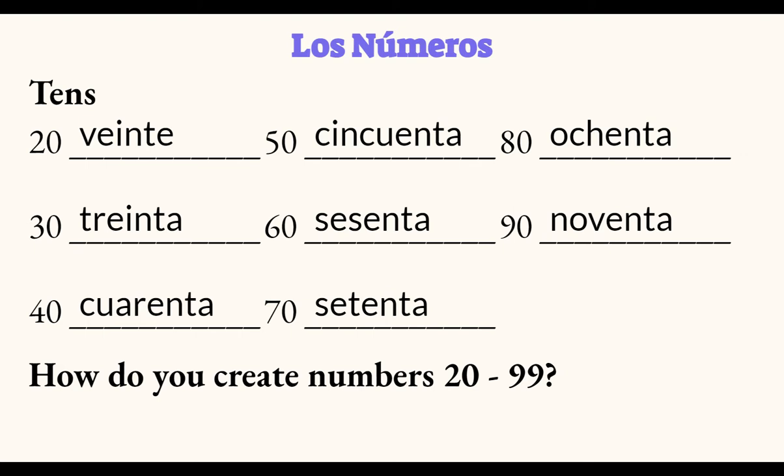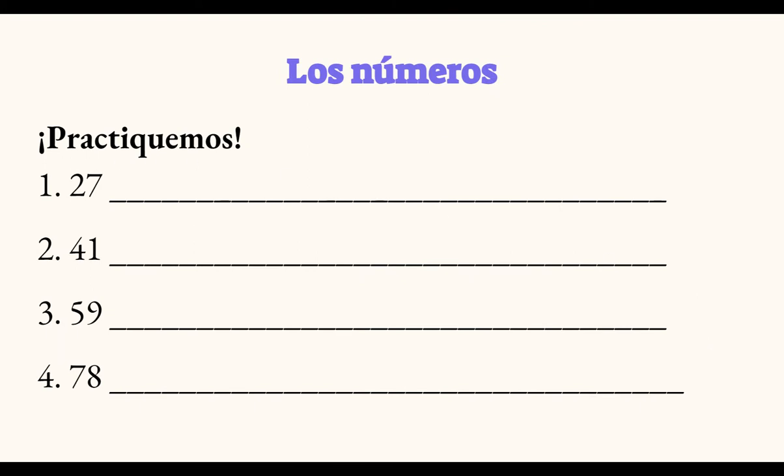And to create numbers 20 to 99, you simply write your tens digit, so one of these, your ones digits. So let's practice that. So 27 would be veinte y siete. And now the 20s are different because of that e at the end of veinte. You can combine to make one word, veintisiete. You can, however, say veinte y siete as both are acceptable.